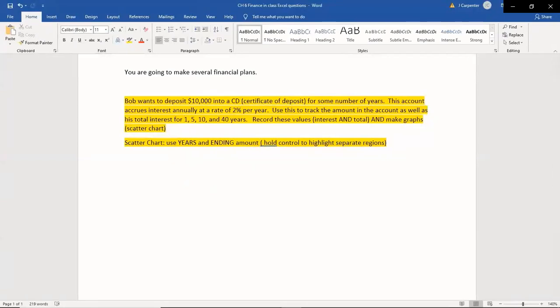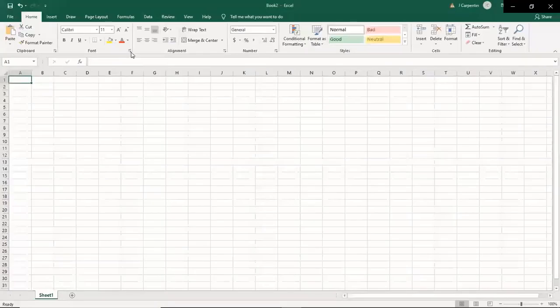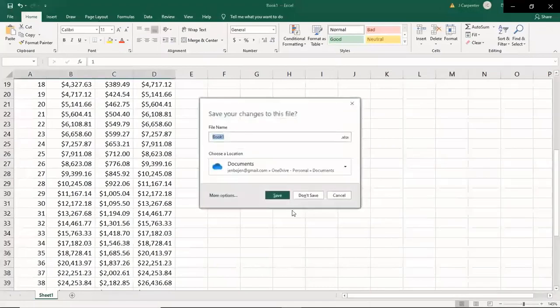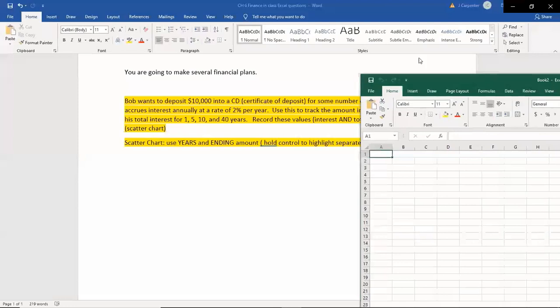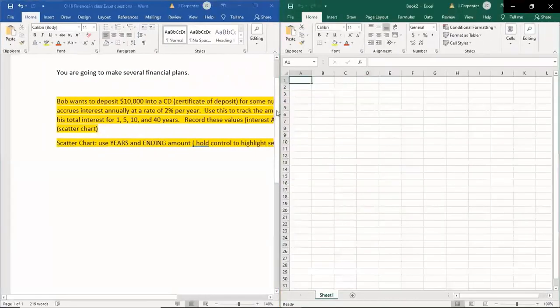All right, so Excel, do my bidding. Let's just make a new file. Let's close the old one. We don't want to save. All right, so we have the year, then the starting amount, then the interest, then the ending amount.